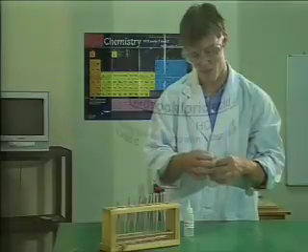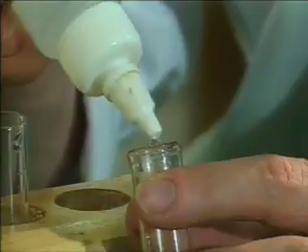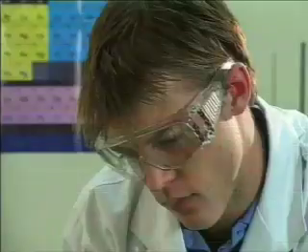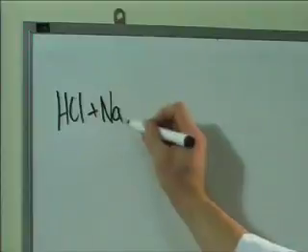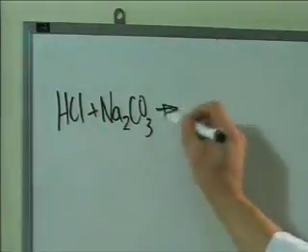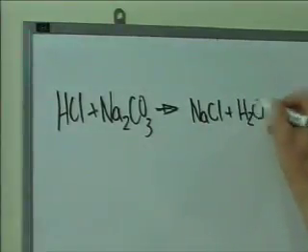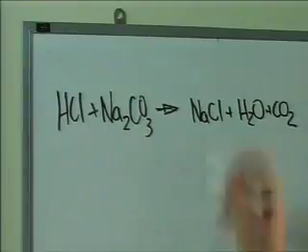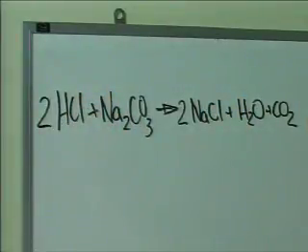Watch this. I'm adding hydrochloric acid to sodium carbonate. We know there's a gas being produced here because it's bubbling. But what else is going on? We've taken hydrochloric acid and added it to sodium carbonate. There are reactants. And our products? Sodium chloride, which is dissolved in solution with water, and the gas is carbon dioxide. By putting a 2 here and here, we balance the equation.